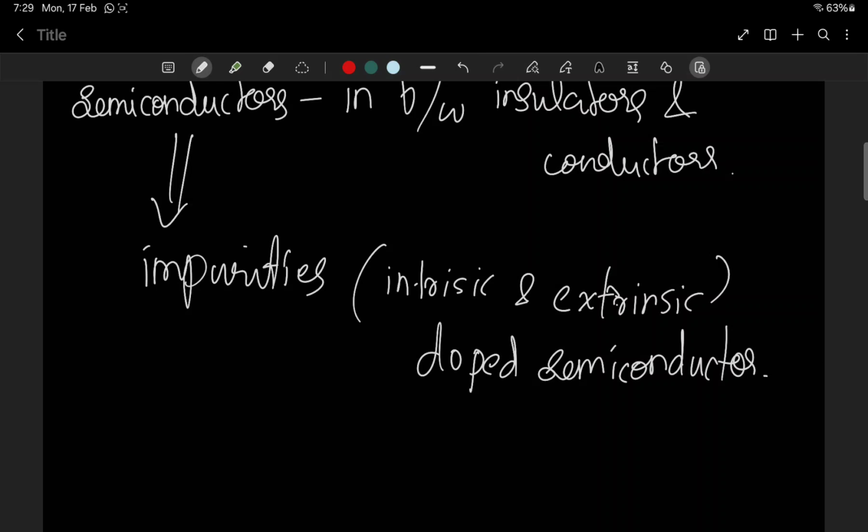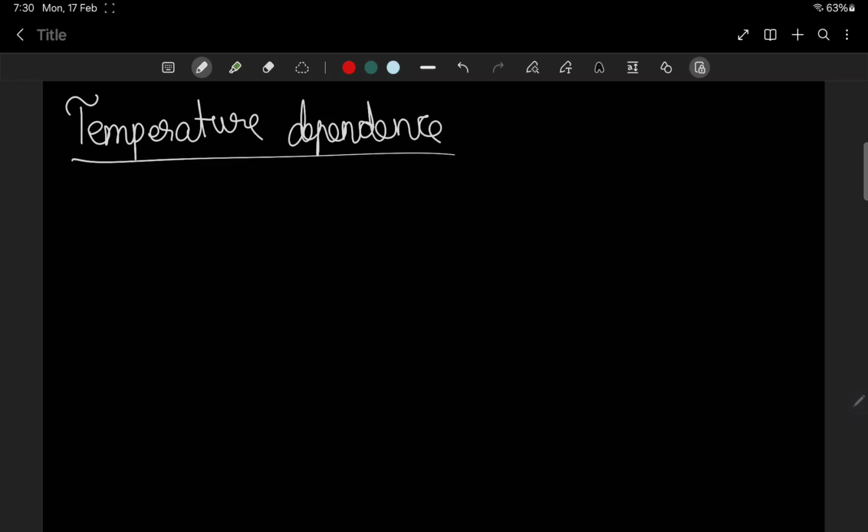Now we have the next part, that is temperature dependence of resistance. How does temperature affect the value of resistivity?